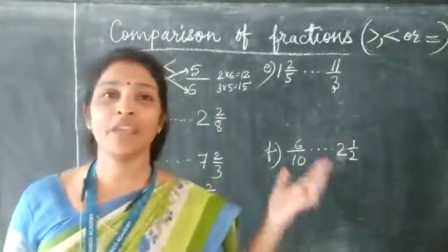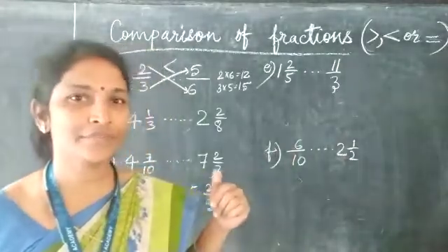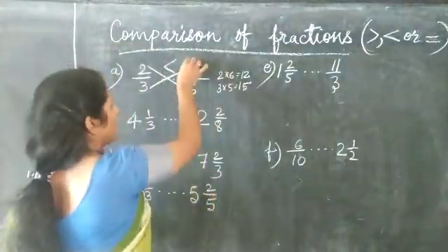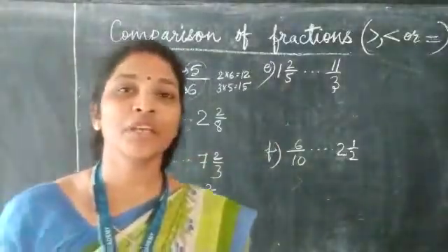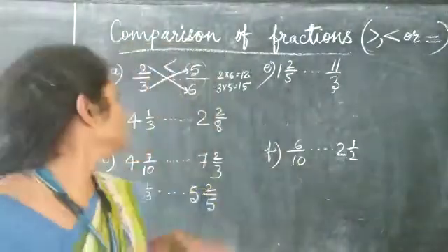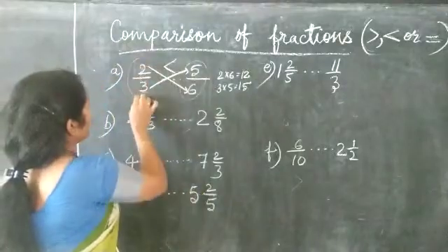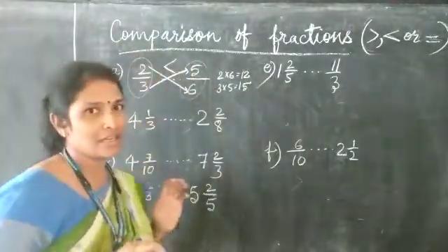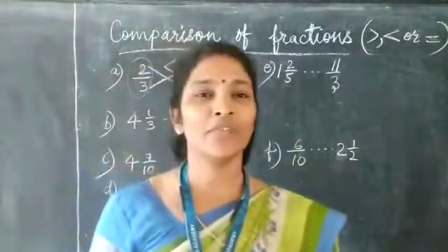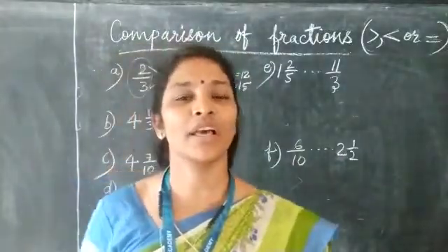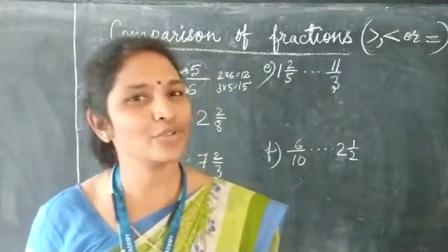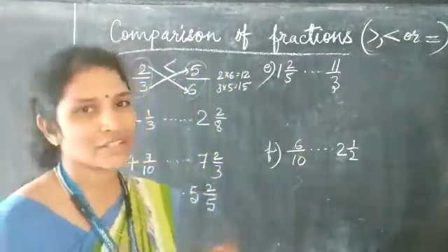Sometimes the question may be, circle the greater number. Then what do we have to do? We have to circle this number. Sometimes the question comes, circle the smaller number. Then what do we have to do? The smaller number we have to circle. But everywhere, first the comparison is done. To find out whether it is greater or smaller, we have to do the comparison of the fractions.